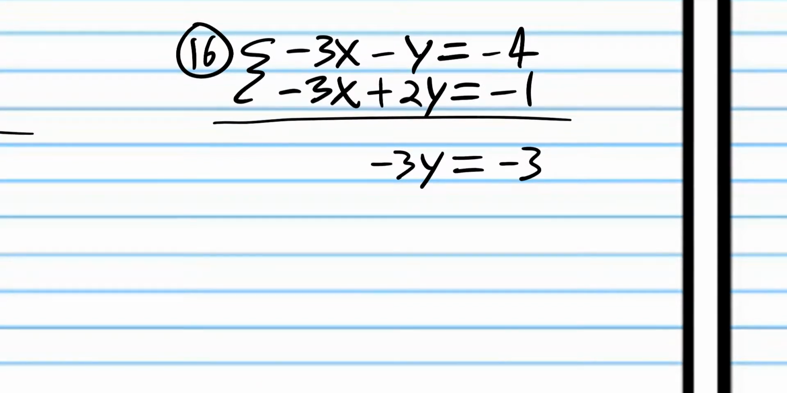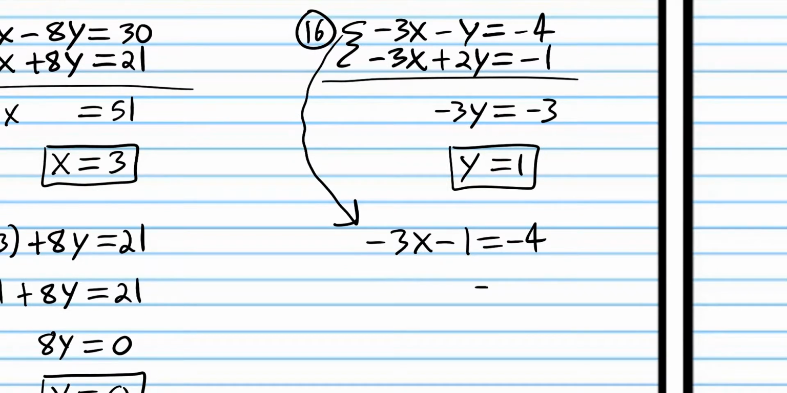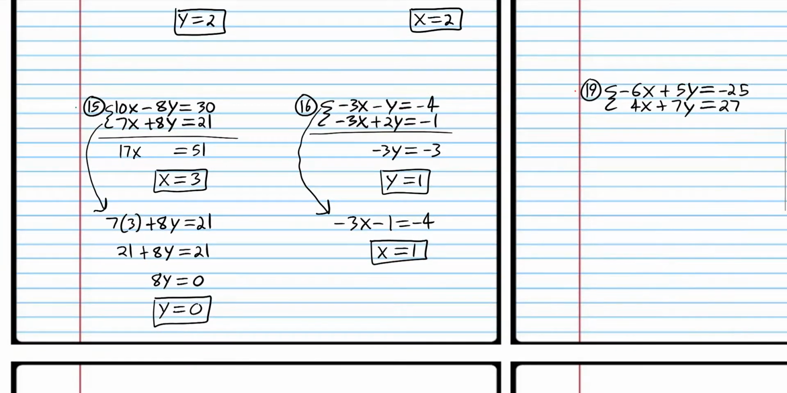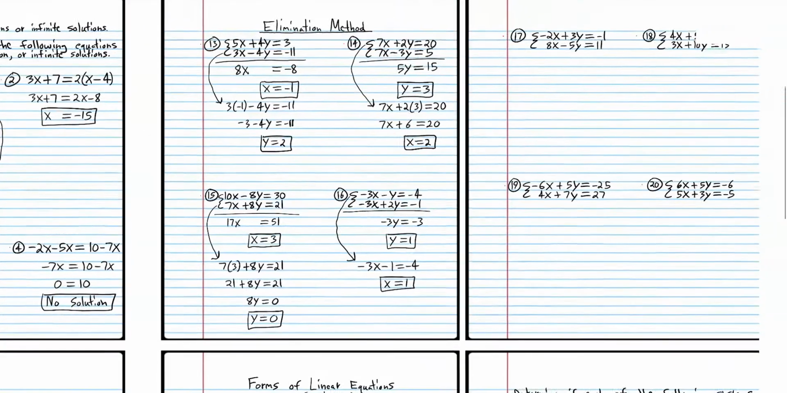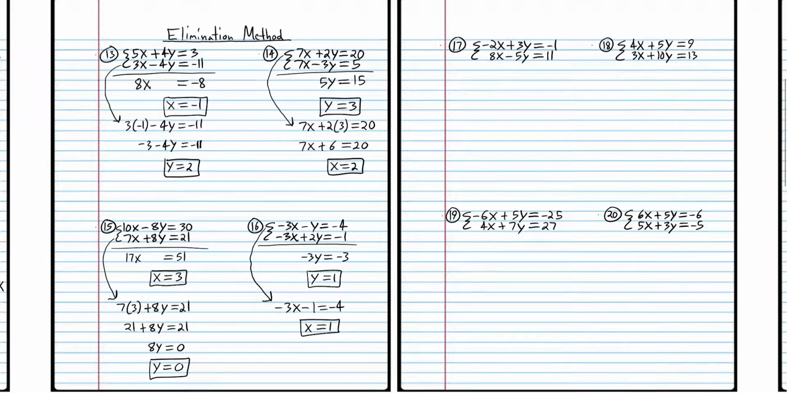And so now we have y is equal to 1. And we can just use one of these equations, doesn't really matter which one, to find x. -3x minus 1 is equal to -4. I plugged in 1 for y. And doing this, we end up with x is equal to 1. So if you got those solutions, good job. Again, that subtraction method is just something that I didn't go over in my course, but now I want to show you that. It's just another way to solve a system by elimination.